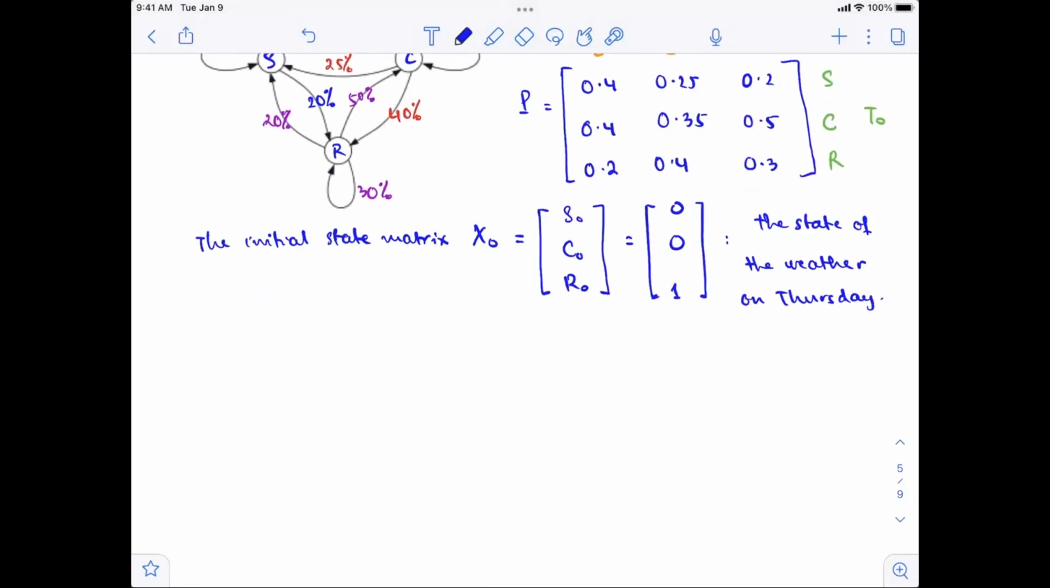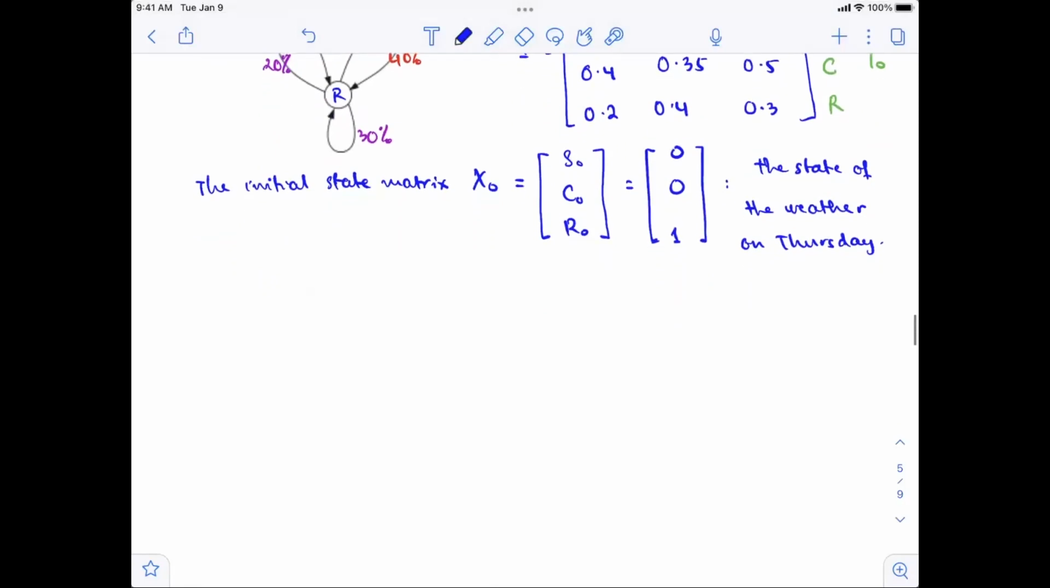So what is the value of X that I want to calculate? So X0 is on Thursday, so X1 is going to be on Friday, X2 is going to be Saturday, and X3 is going to be on Sunday. So we need to do that many calculations.